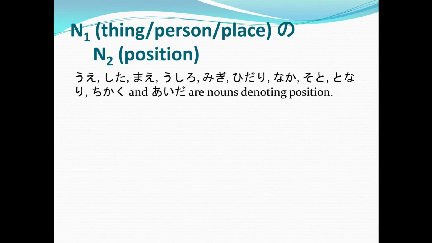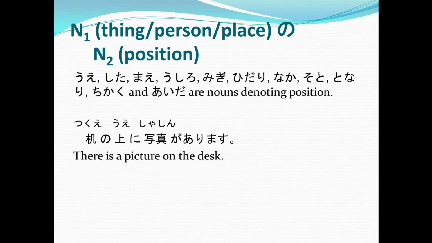Now, let's take a look at the examples that we have. Okay, first one. Tsukue no ue ni shashin ga arimasu. Again, tsukue no ue ni shashin ga arimasu. So, there is a picture on the desk. So, note that noun 1 is your tsukue, or your place, or your thing. And then no, noun 2, which is ue, or the exact position of your shashin, or your picture.